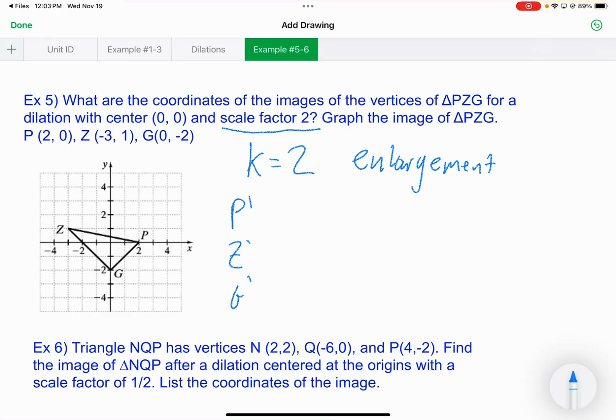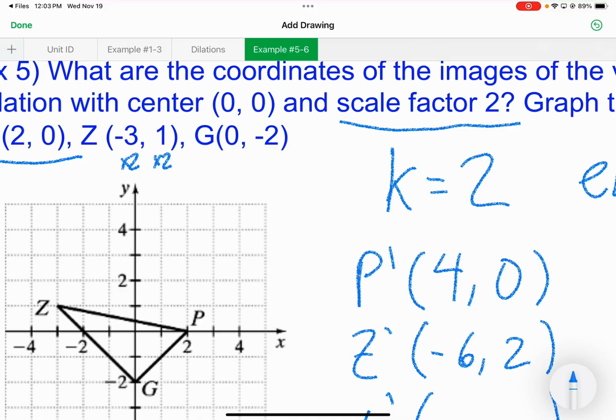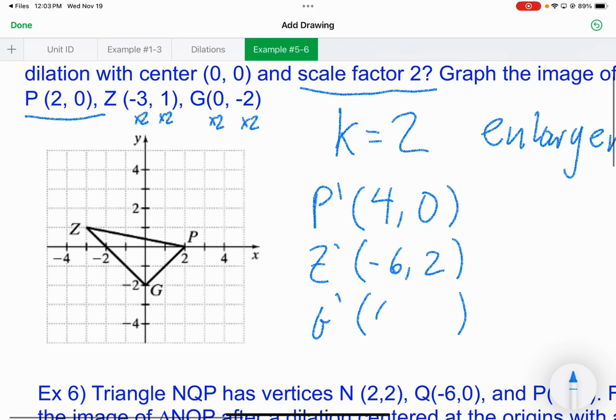And again, the practice is multiply all of my values by 2. So what would P prime be? P is right there. Multiply both x and y by 2. P prime would be 4, 0. What about Z prime? 6, -6. Good, -6, 2. You're multiplying each one by 2: multiply by 2, multiply by 2, multiply by 2. What about G prime? 0, -4.